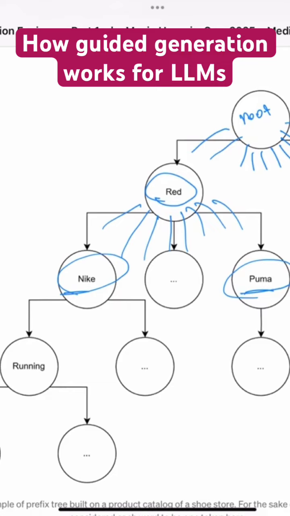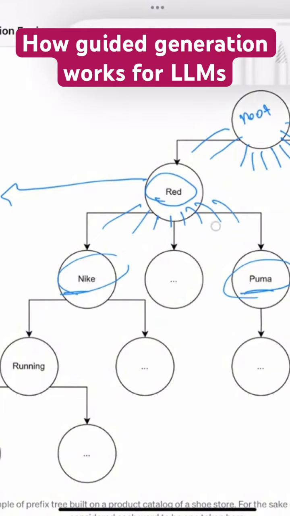But let's say the model wanted to, instead of Puma, say some other brand, for instance. Let's say brand X, right? And brand X doesn't exist in your database. So what happens? The LLM wants to say red X running shoe, but X is not possible for the LLM to select from, right?